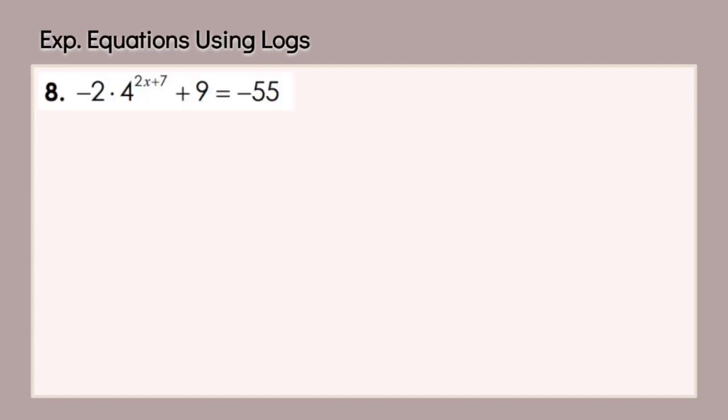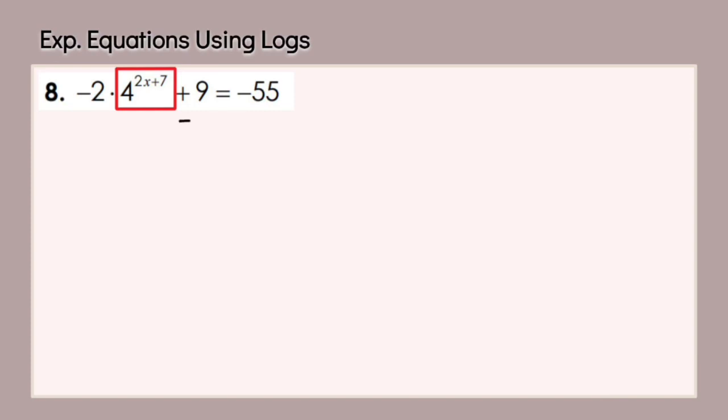Now, as always, we're going to build on the easiest version of the problem. So that was a very simple problem. Now we're going to do one that's just a little bit harder. This one first requires us to isolate the exponential expression. So the exponential part is the exponent and whatever it's attached to. So 4 to the 2x plus 7. We want to isolate that.